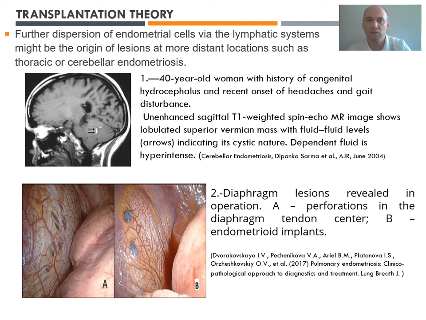headaches and gait disturbance. MR images show a lobulated superior vermian mass with fluid levels indicating its cystic nature. It's cerebellar endometriosis. Diaphragm lesions revealed in operation. It's another case of extragenital endometriosis. And these are perforations in the diaphragm tendon center, and these are the endometrioid implants on the diaphragm.